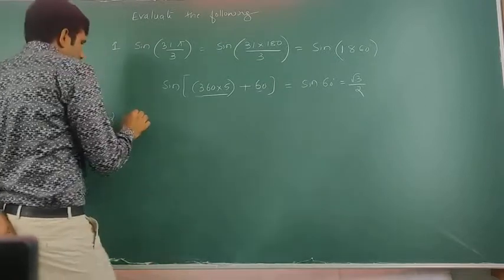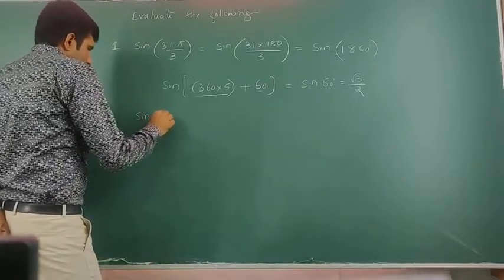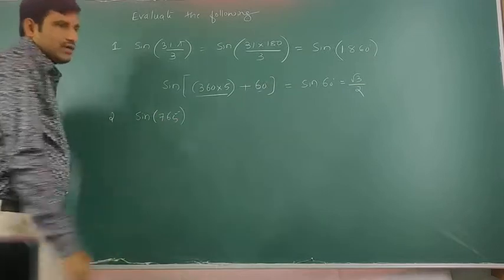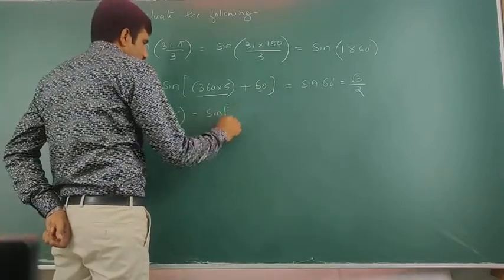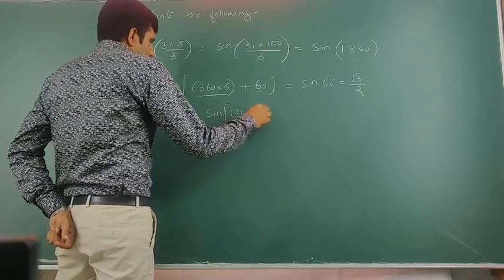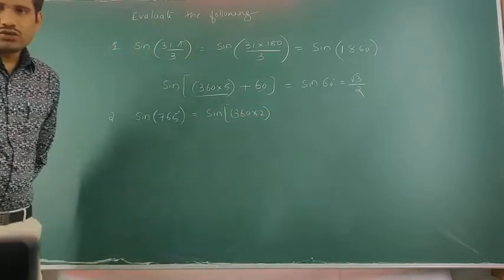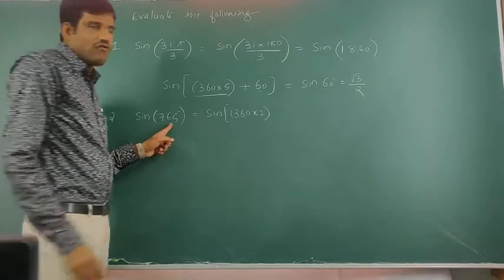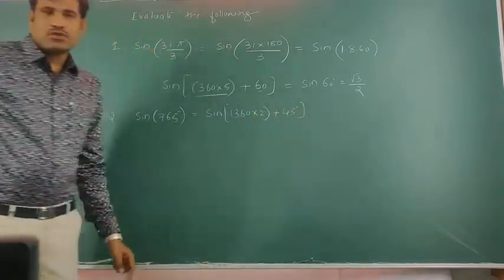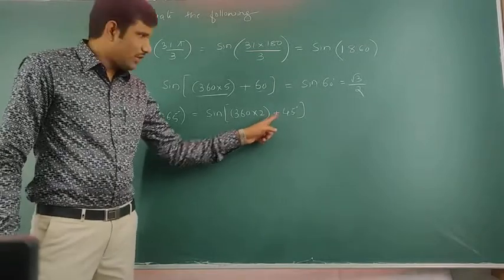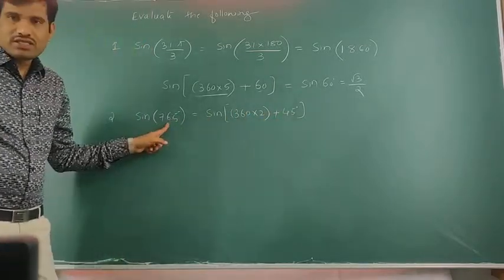So second one, see. Second problem is sine of 765. This sine of 765 we can write as sine of 360 into 2, that is 720, plus 45. Is it clear? So 360 into 2 is 720. 720 plus 45 is 765.